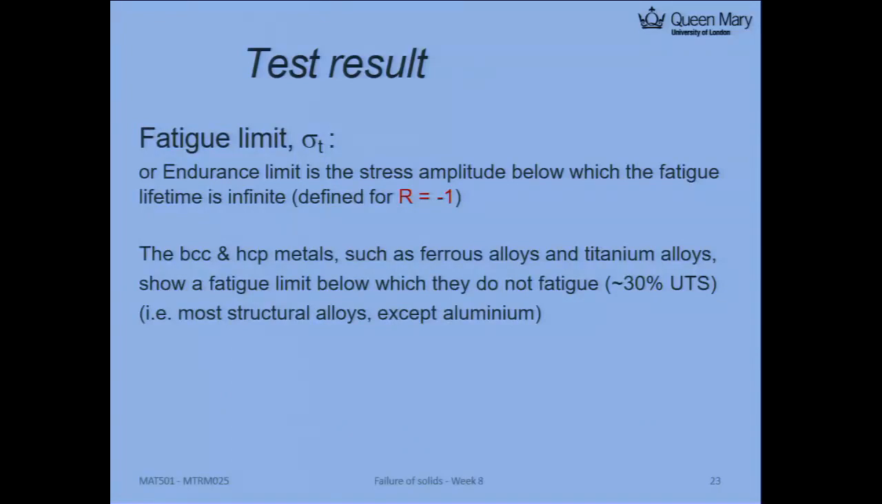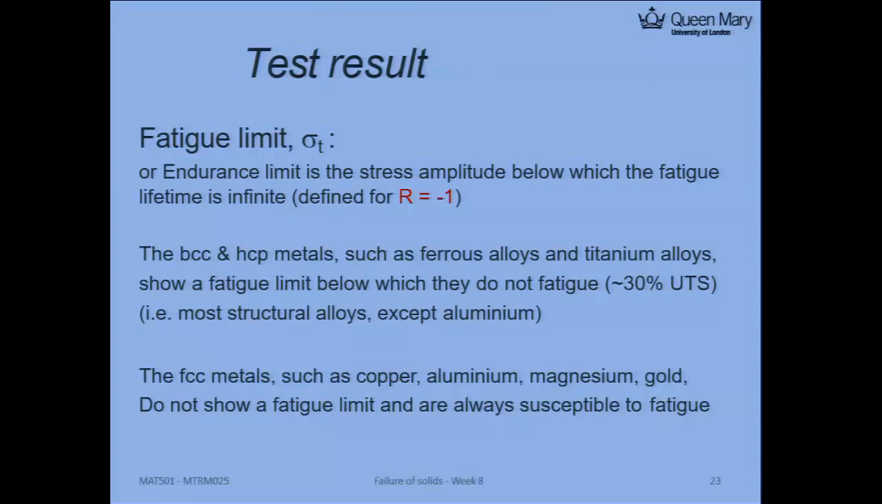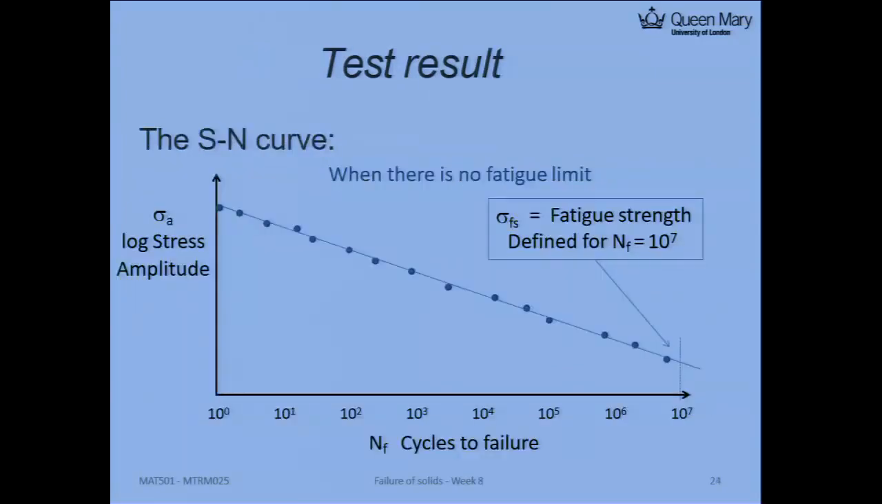So if you look at most of the engineering materials like ferrous alloy or titanium alloy, they all show a fatigue limit when the fatigue stress is less than about 30% of the ultimate failure strength. Okay, except aluminium. So if there's no fatigue limit, it basically means it will eventually fail no matter how small a stress you apply. So then mostly you read this final value as your fatigue strength.